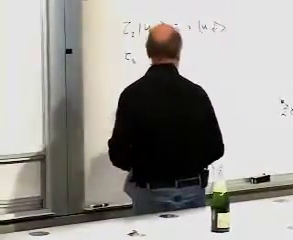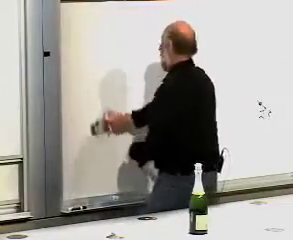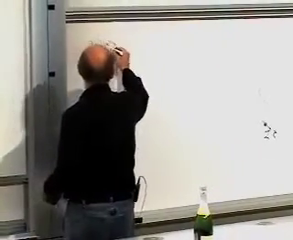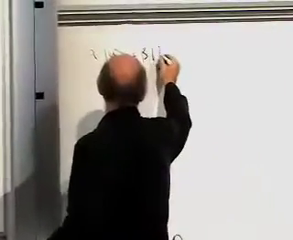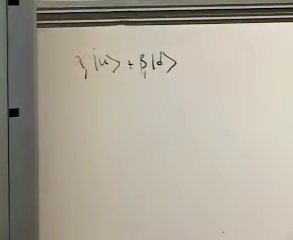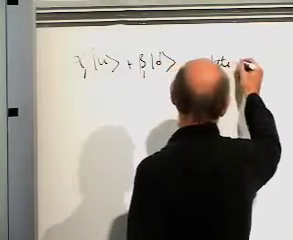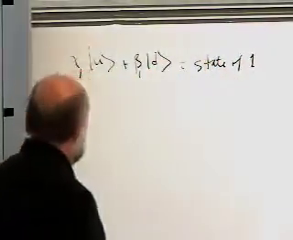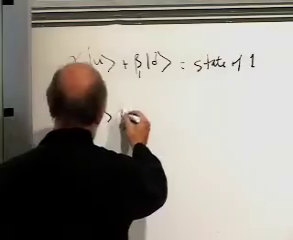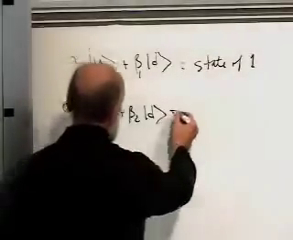Supposing we put electron number 1 in the state alpha up plus beta down, and let me put a 1 here to indicate that this is electron 1. That's the state of electron 1. And now what about electron 2? Electron 2, I'm going to write alpha 2 times up plus beta 2 times down. It's the state of 2.